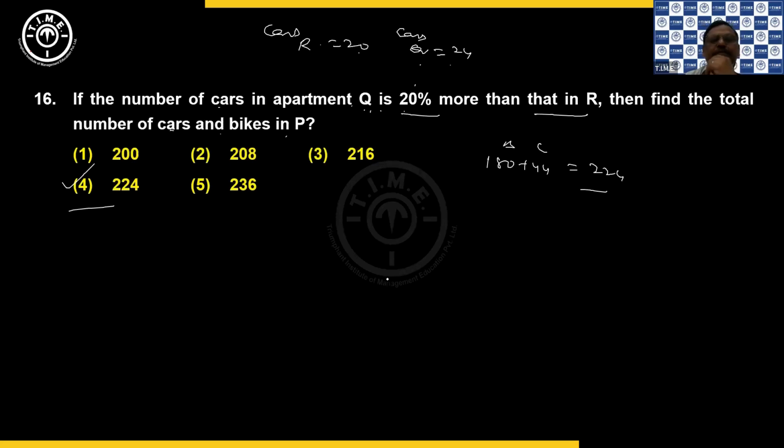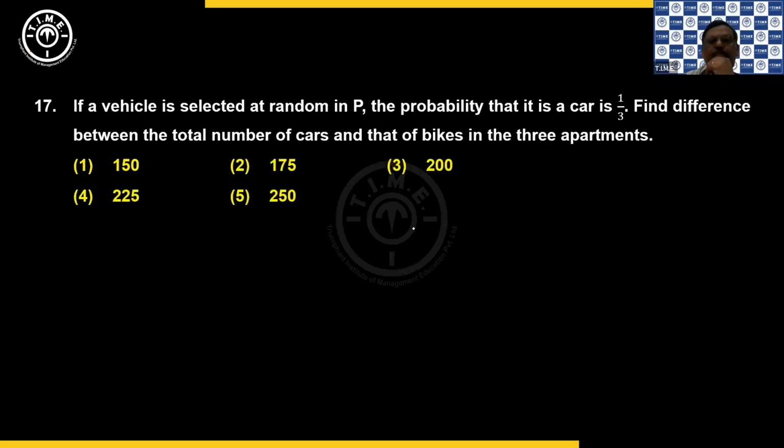Next one, students. If a vehicle is selected at random in P, the probability that it is a car is 1 by 3. Please remember, if the probability of picking up a car is 1/3, the probability of picking up a bike is 2/3. That means cars and bikes are in the ratio 1:2, so that car will be 1 out of 3. In other words, bikes are 2 times cars in P.